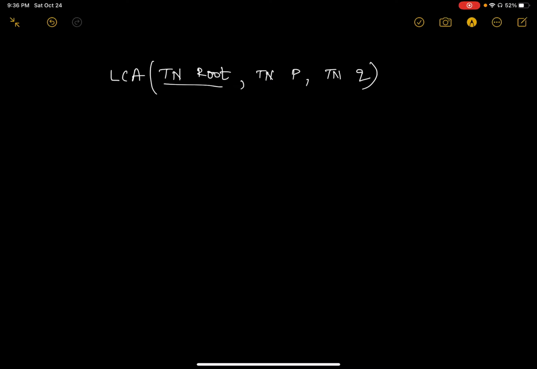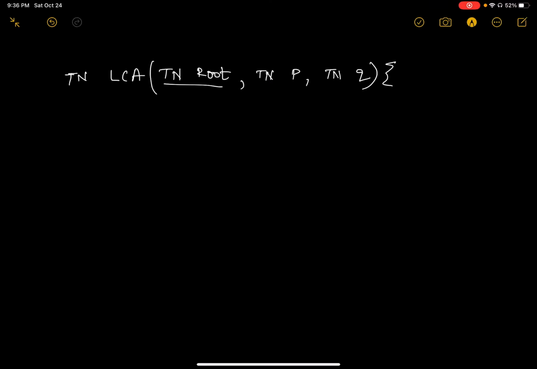Now the code for this one would be very simple. Let's say that we have an example. We have a function LCA, and it has a tree node, we pass the tree itself, and then we have a tree node P, and we have a tree node Q, and it would return basically the tree node.